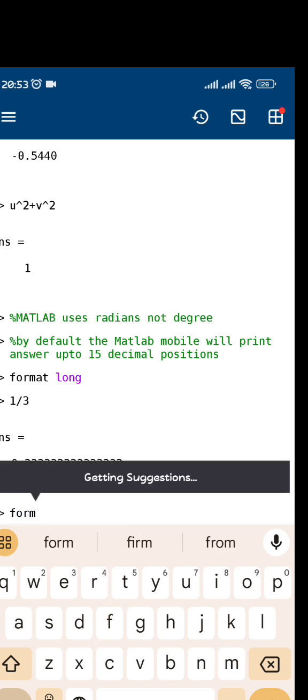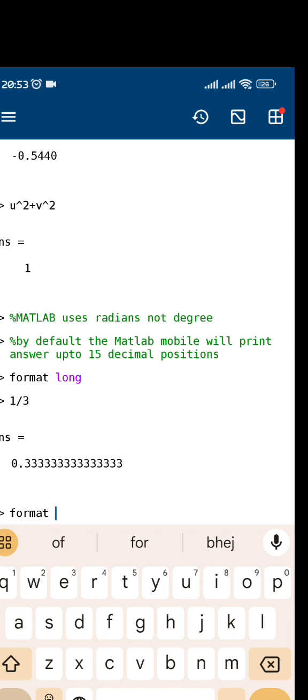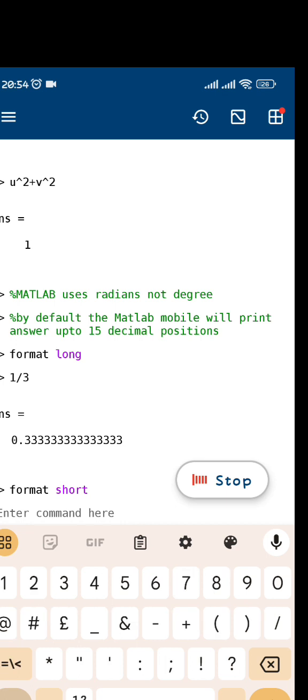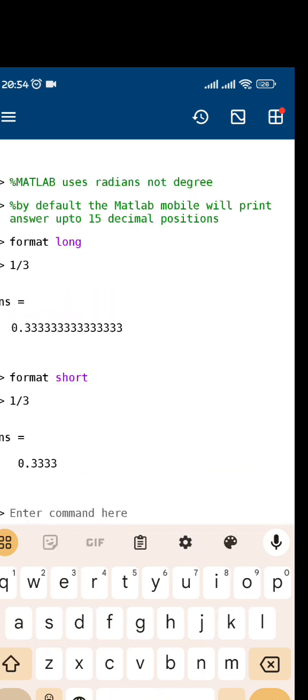Now you can reduce it as well. If you use the format short command here, it will work a little bit differently. Now for example, 1 by 3, you can see its answer is up to 4 digits. So this is the difference, and you can also see that MATLAB is working a little bit differently from the calculator. Like in a calculator, you can randomly assign the numbers and put the values and get the answer. But in MATLAB, you have to be very precise.